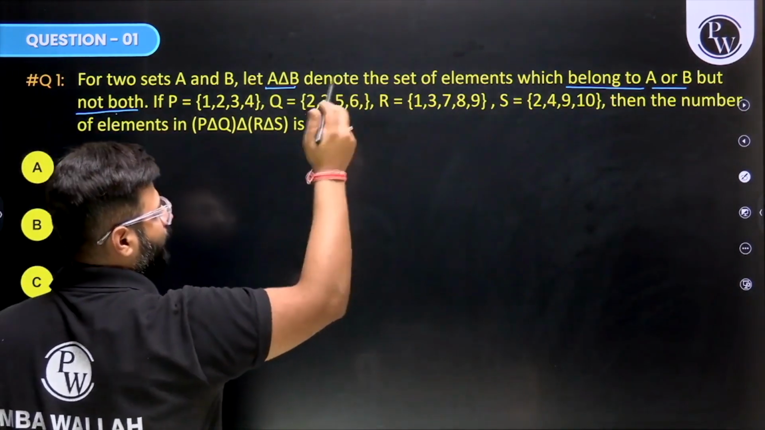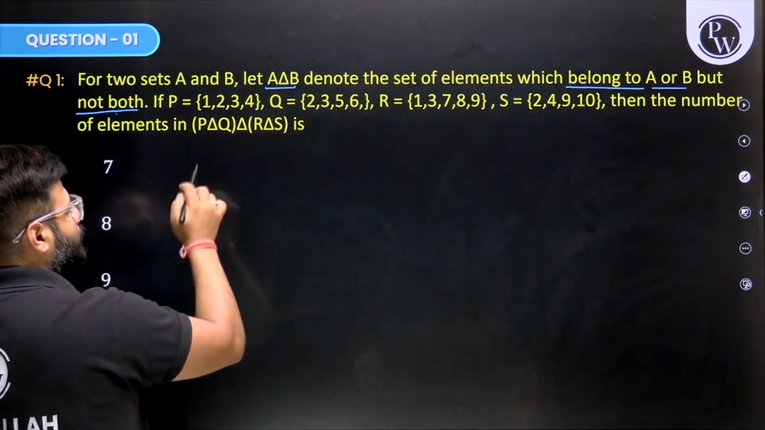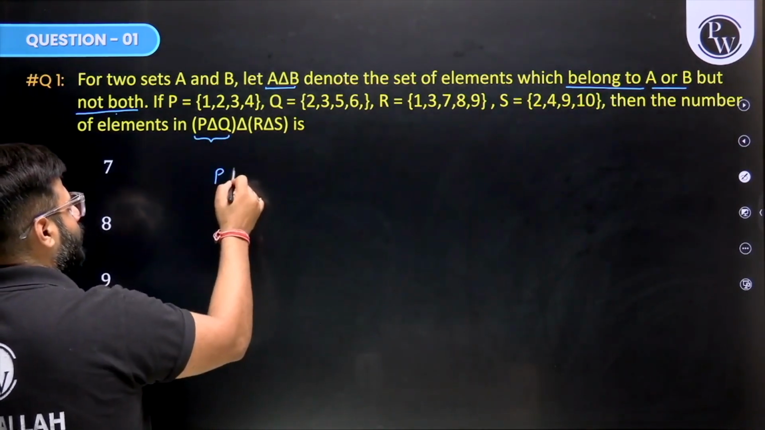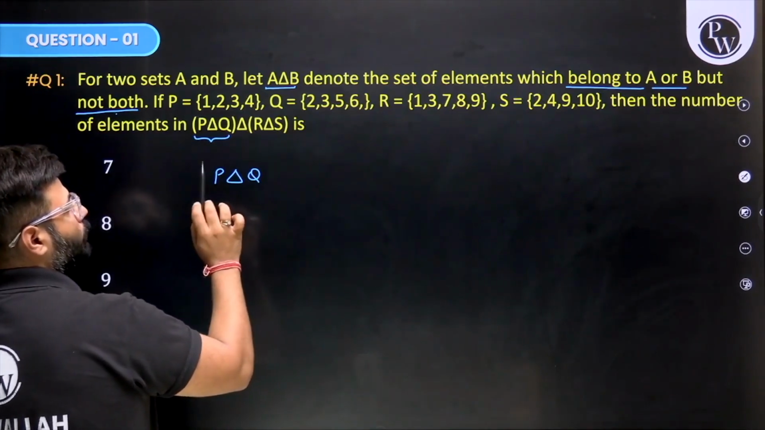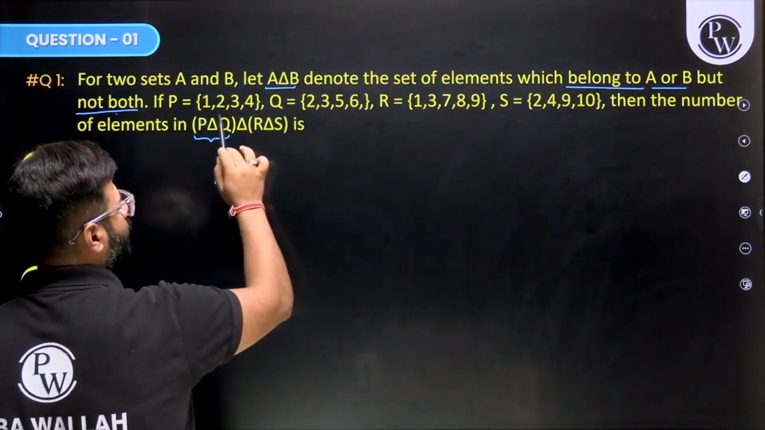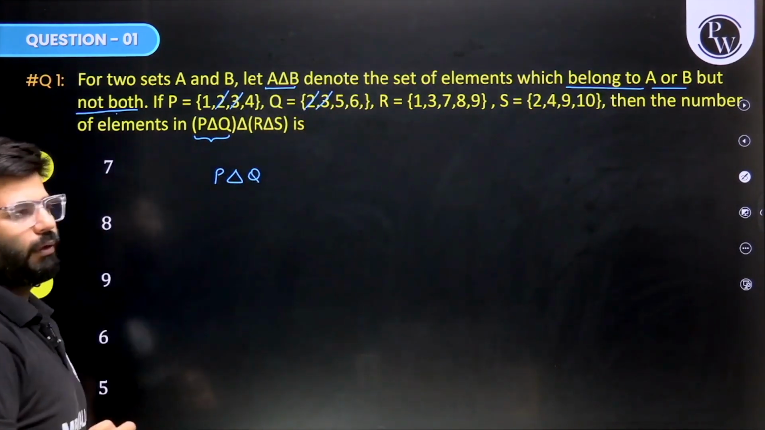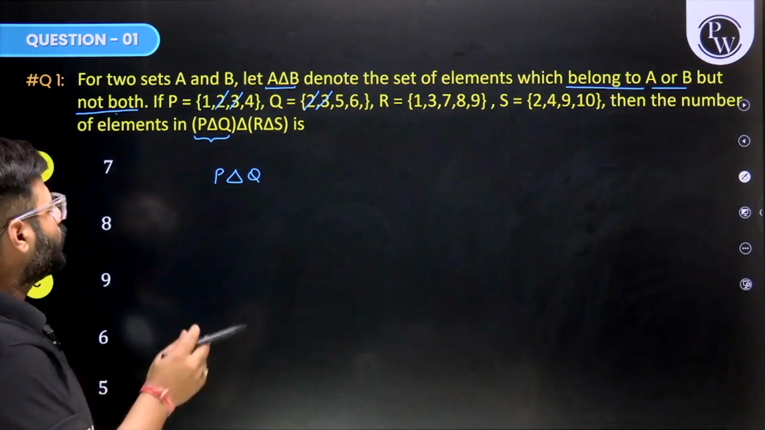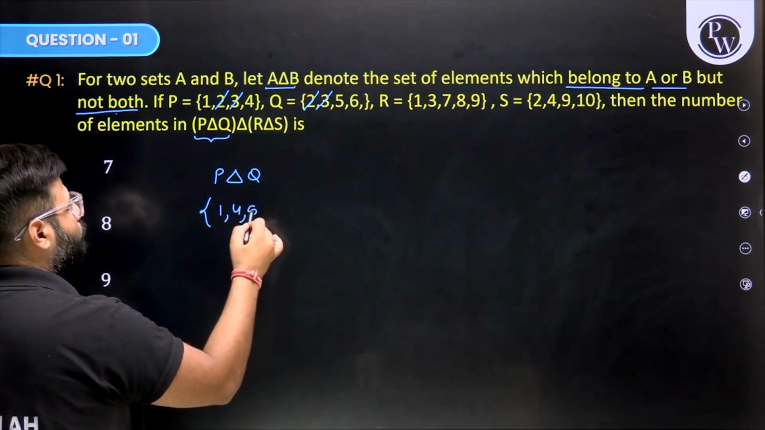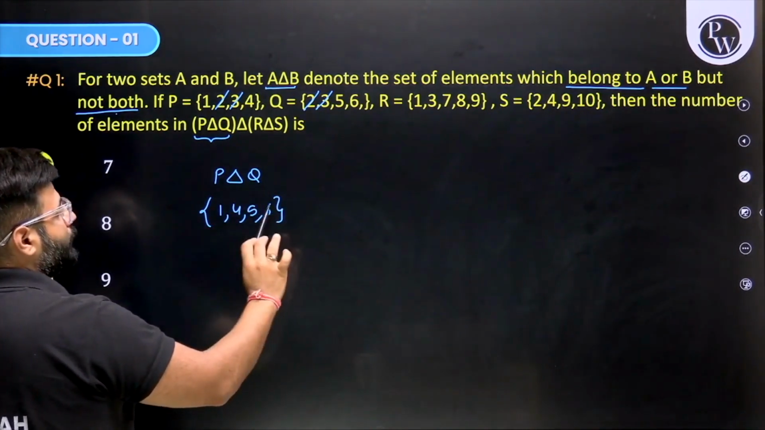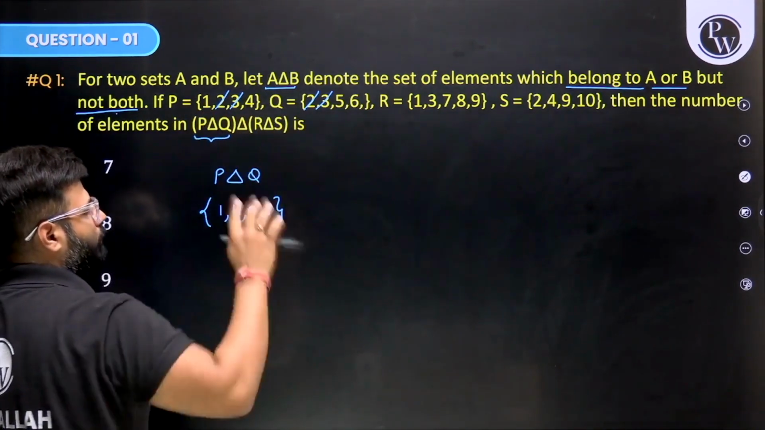Now similarly, it has given me P, Q, R and S, and asks for the number of elements in this. So we are not going to directly attack this. First let's figure out this part. P triangle Q. So elements in P and Q but not both. Let's figure out what are the elements that are available in both. 2 and 3. These are the elements which are available in both. Let's get rid of that. So that means P triangle Q is 1, 4, 5 and 6, because now only these are the elements which are available in either P or Q but not both. The ones which were in both, we have got rid of.